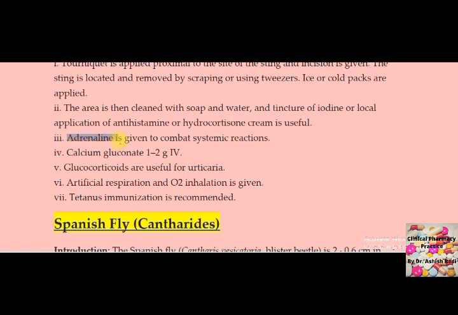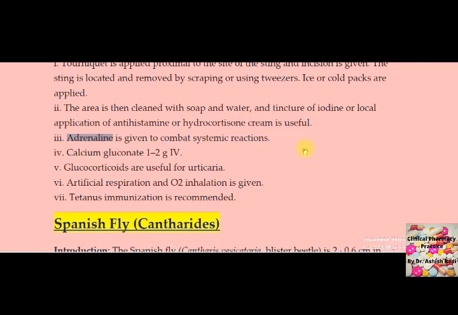Adrenaline is the drug of choice for systemic reaction, and more specifically, adrenaline is the drug of choice for anaphylactic reactions. So always remember adrenaline is the drug of choice, especially to combat systemic reaction and anaphylactic reaction. If the patient is suffering from systemic reaction by multiple stinging, just don't think and watch.